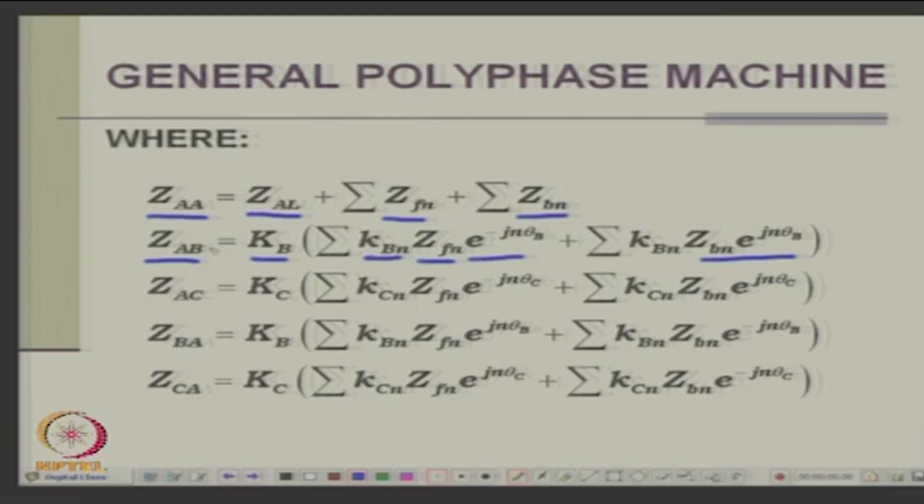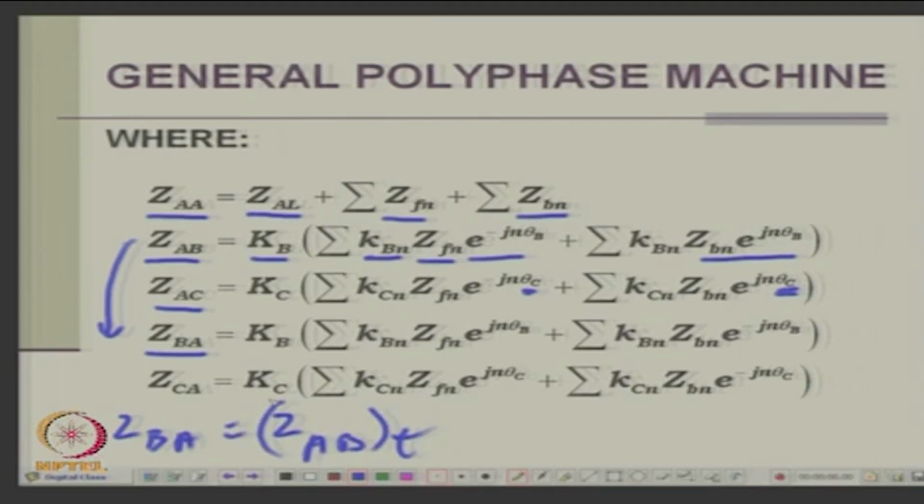Is it clear? Because I think this is the point where all of you wanted an explanation. Any questions? Okay, then you can write ZAC with, instead of theta B, it will become theta C here, okay, and ZBA will be, as I told you, transpose of it, isn't it, no, conjugate, sorry.